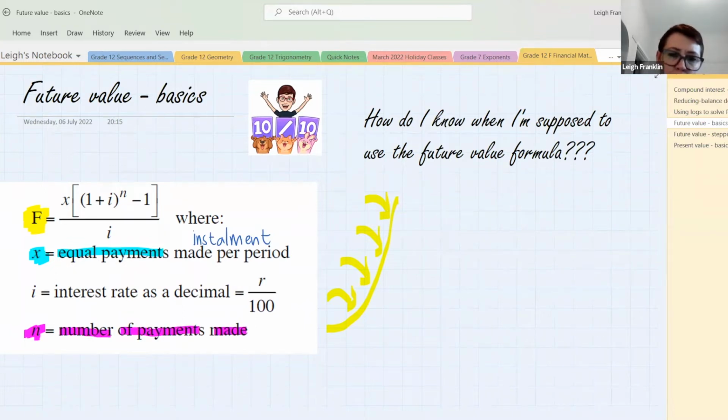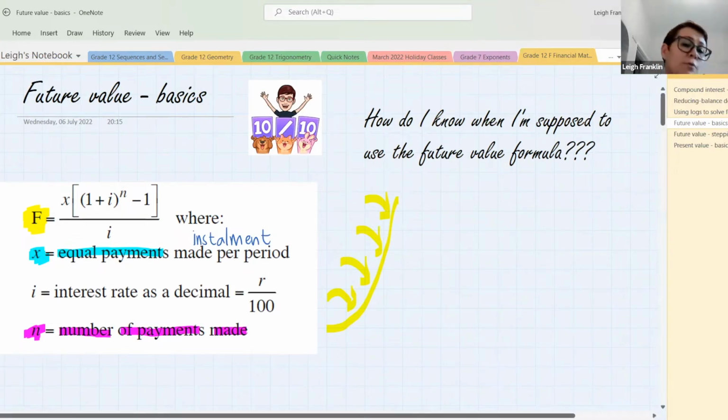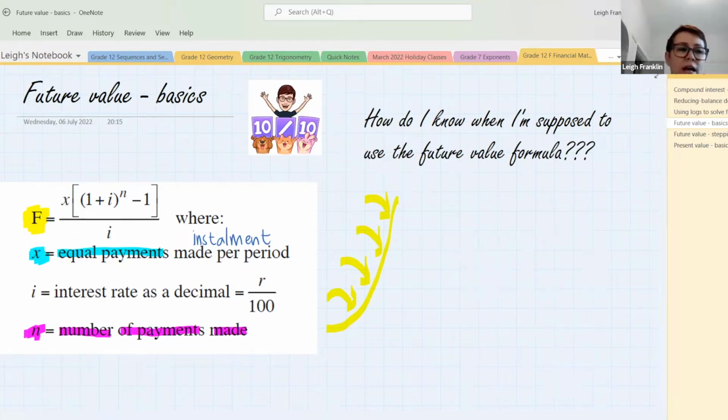So it's very important that we understand what each of these different letters represents, because they're not going to say to you, solve for X, or solve for F. It's going to be in the form of a story, and you're going to have to understand what the story is and then be able to understand which variable they're telling you to solve for.